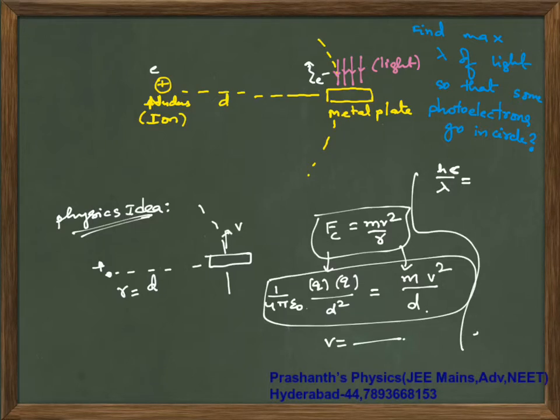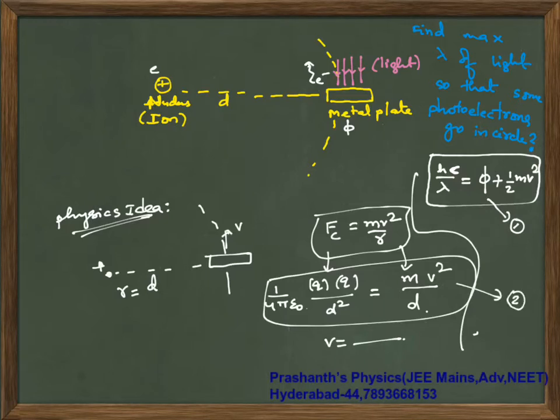hc by lambda is equal to work function plus kinetic energy. Let us say the work function of the metal is given as phi. So work function plus kinetic energy, which is half m v squared. This is one equation, and this is equation 2. So you have equation 1, equation 2. Try to solve these two equations and give your answer in terms of lambda. Come on, try it.